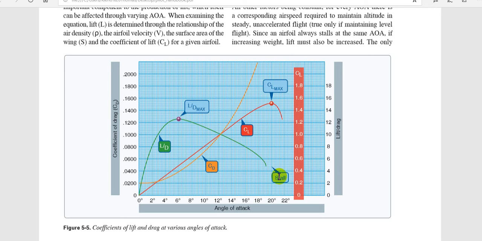What I mean by that is air is flowing over the top and the bottom. At a high angle of attack, the relative wind is mostly striking the bottom of the wing, and we lose our laminar airflow.